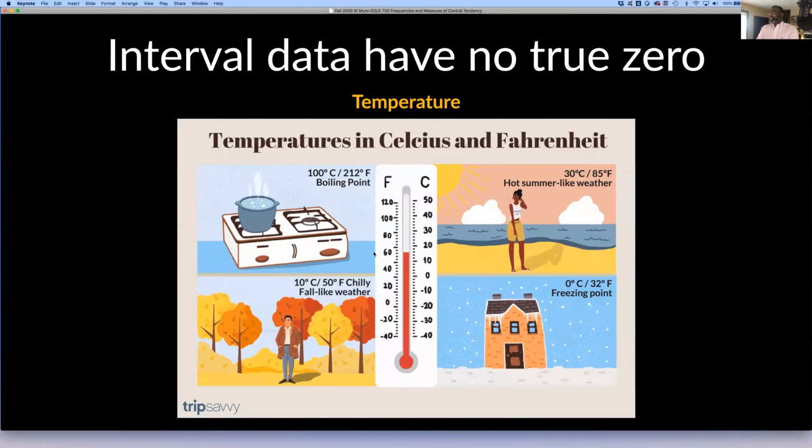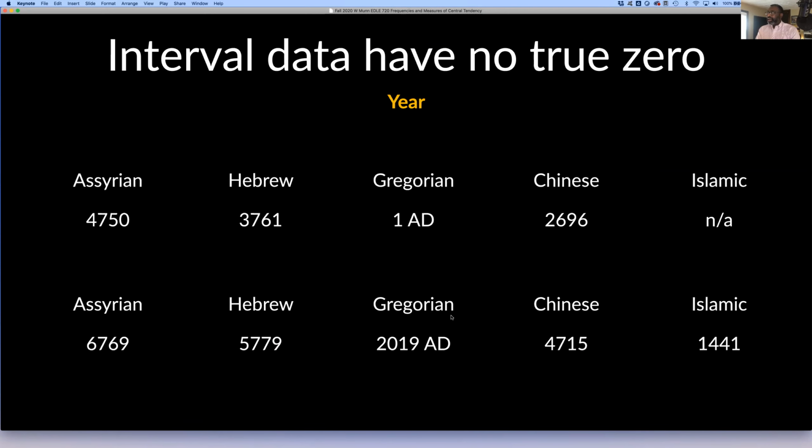And so this is just a visualization of the boiling point and hot weather. I believe it was 24 degrees Celsius and 25 degrees Celsius in England, and they were flipping out because folks were passing out on the beach in England. But 10 degrees Celsius and 50 degrees Fahrenheit is considered chilly or fall-like weather. And 0 degrees Celsius and 32 degrees Fahrenheit are the freezing point. So we can kind of see how 0 in these instances is arbitrary.